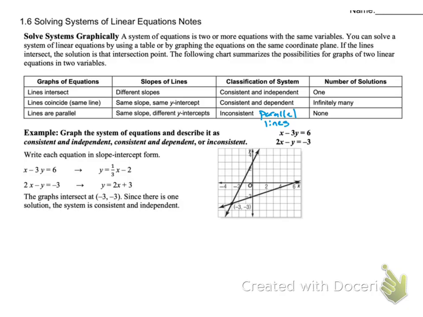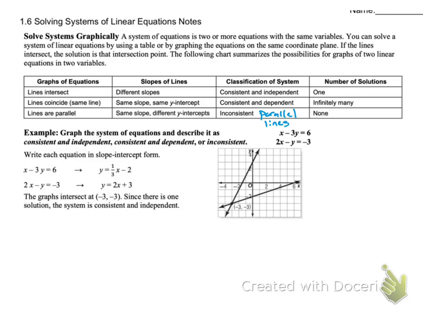All right, so our other options here. We can get consistent dependent. That's infinite solutions. That means the lines are the exact same line. If you get the exact same line, it's infinite solutions. If it's the same line, what are the solutions? Infinite solutions.